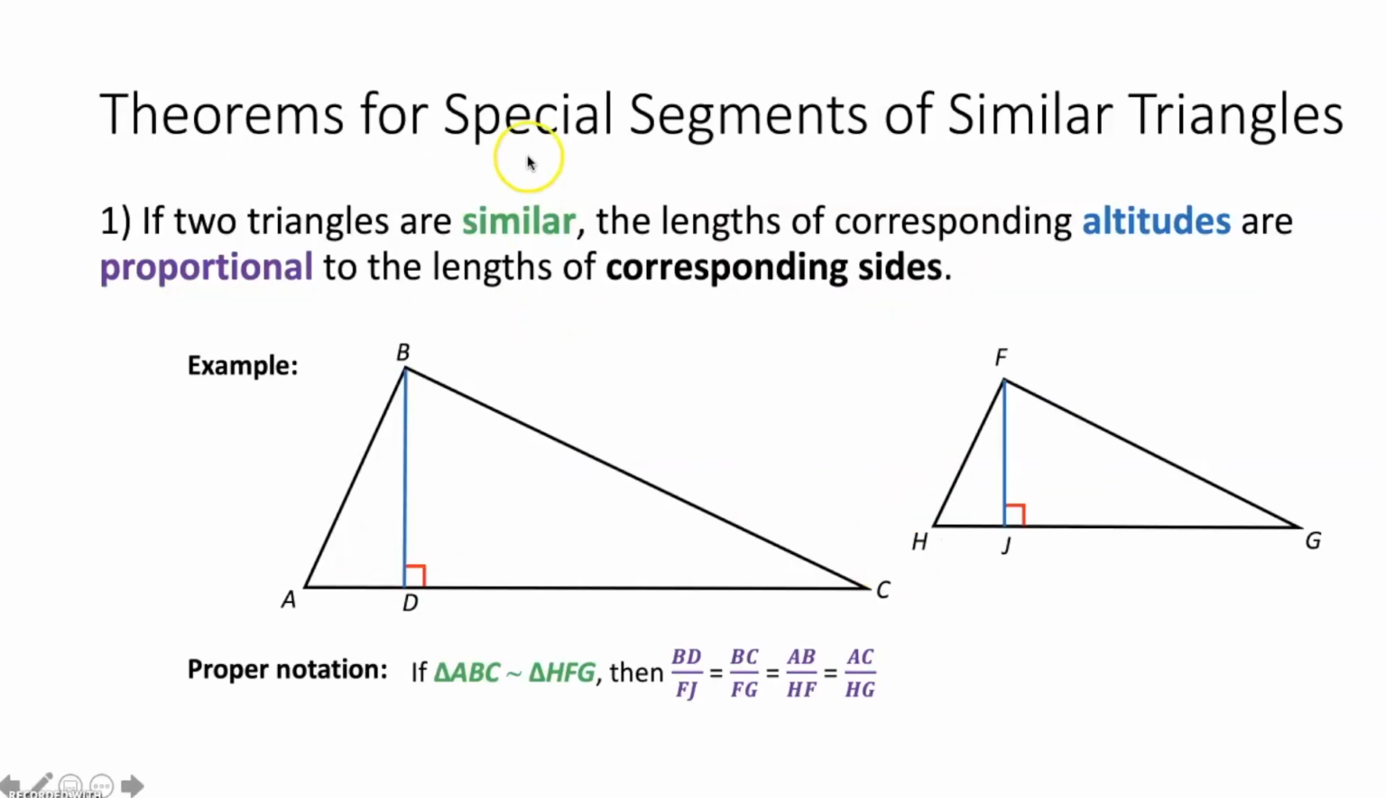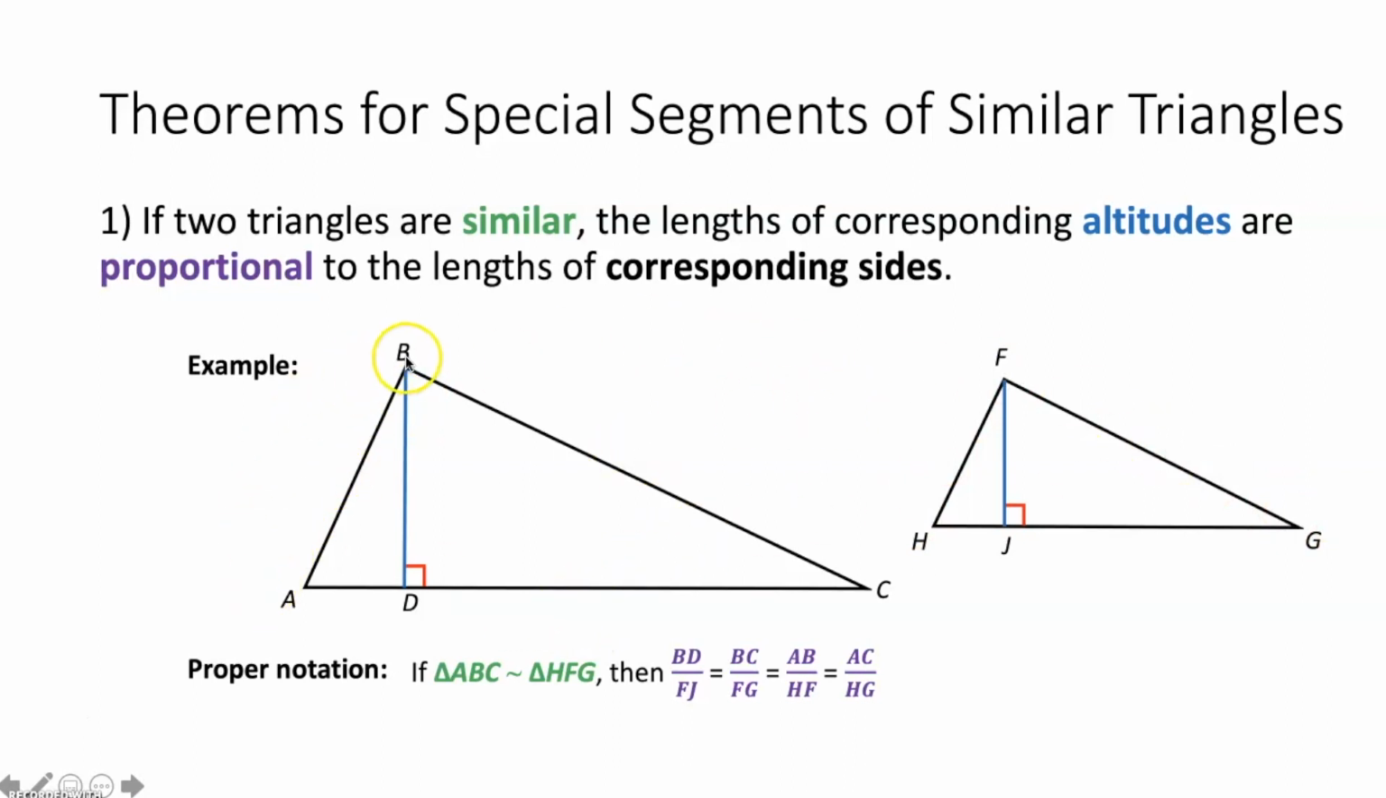Now let's talk about some theorems for special segments of similar triangles. So the first one says, if two triangles are similar, the lengths of the corresponding altitudes are proportional to the lengths of the corresponding sides. So what this is saying just makes a lot of sense. If we know that two triangles are similar, like here we know triangle ABC is similar to triangle HFG, then we know the lengths of the corresponding sides have to be proportional.